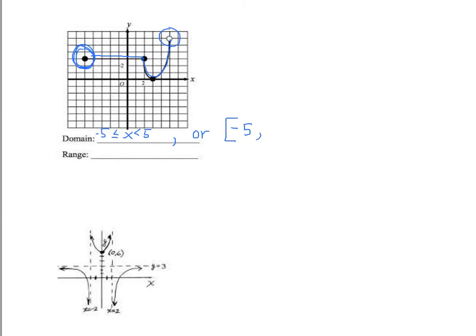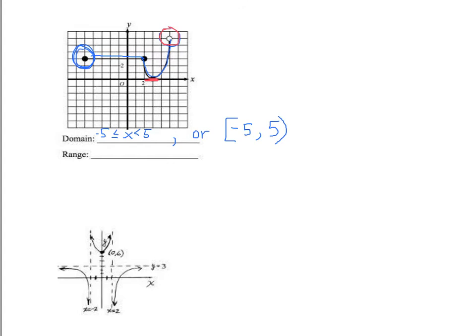If we don't want to include the number, which is the case with the positive 5, we're going to use a rounded parenthesis. Okay? You may find interval notation a bit easier. Okay, the range. Well, the range, the possible y values, looks like the lowest it goes here is 0. And then it rises all the way up. Now the highest that it goes is where we have this open circle, which appears to be at 1, 2, 3, 4, 5, 6. But it's not including that 6.